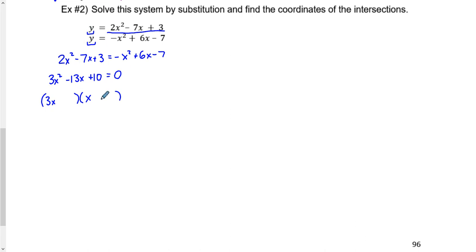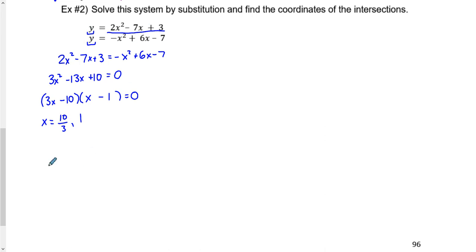But if I made this a negative 10 and this a negative 1, 3x times negative 1 is negative 3x, and negative 10 times x is negative 10x. So negative 3 and negative 10 gives us negative 13, and negative 10 and negative 1 gives me positive 10. So we're all set there. Solving this, add the 10, divide by 3, that'd be 10 thirds. Add the 1, we're at 1.